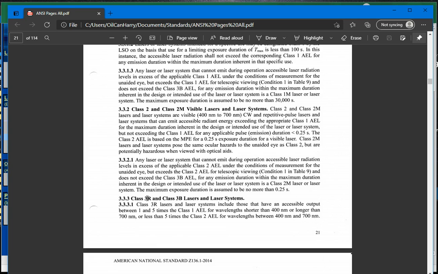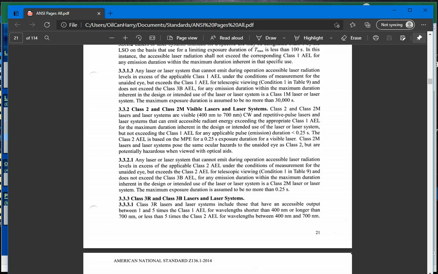Okay. A class 3R laser and laser systems include those that have an accessible output between 1 and 5 times the class 1 AEL for wavelengths shorter than 400, longer than 700, or less than 5 times the class 2 AEL for wavelengths between 400 and 700. So that's our answer. A 3R is 5 times the class 2 limit. So that means the maximum output of a 3R laser is 5 milliwatts.